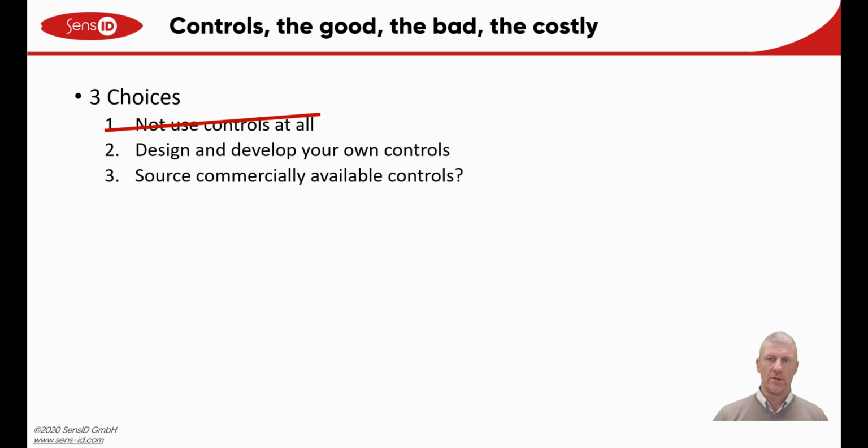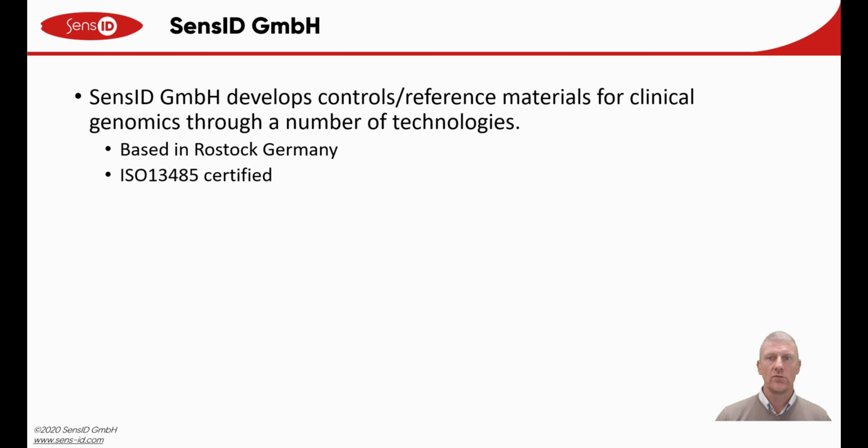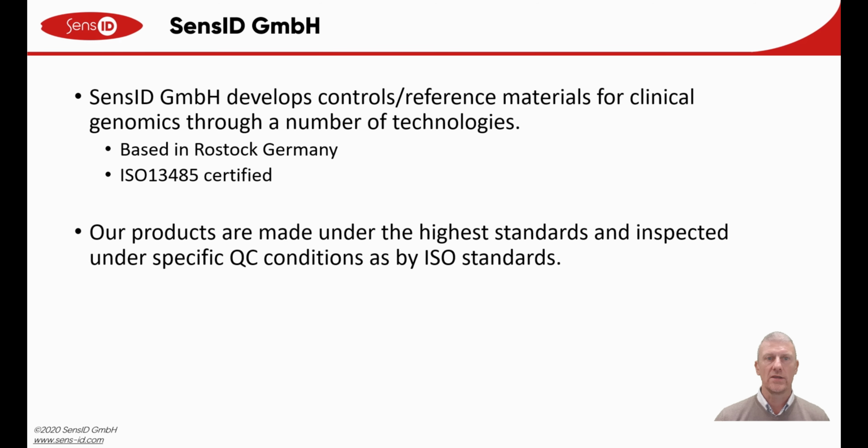We want to focus a little bit on how we look at controls, how we make them, how we do the QC on controls. And to tell you more about that, let's go a little bit into the background of the organization. We are a German organization based in Rostock. We are still pretty young, but growing massively. We are ISO 13485 certified, and we develop control reference materials for clinical genomics, and we apply a number of technologies for this. The products that we make are developed and inspected under the highest QC standards, and especially about QC conditions, we're going to talk a little bit more.